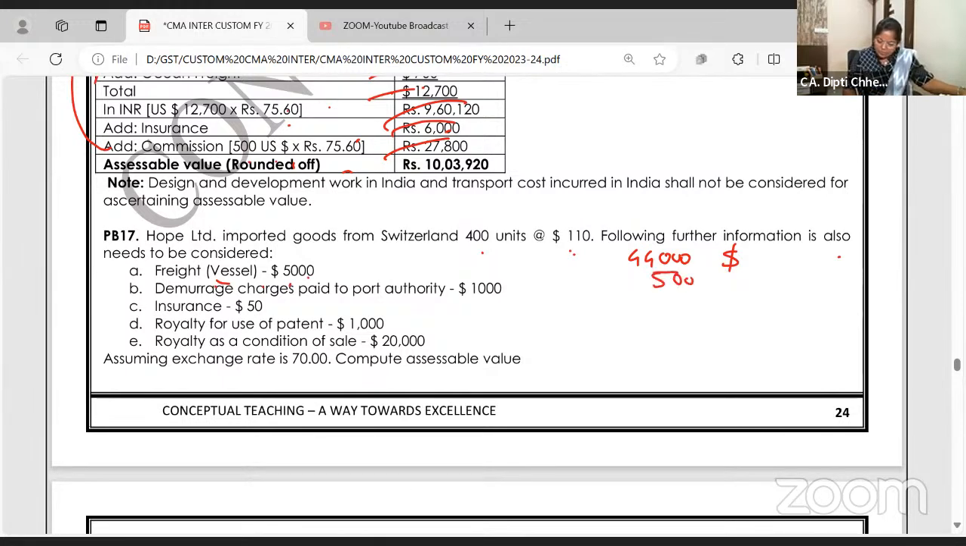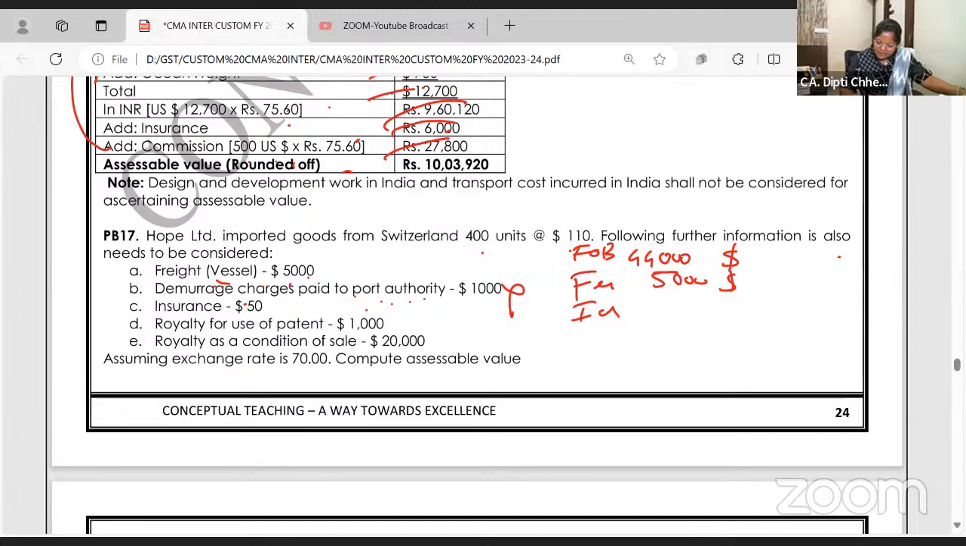Demurrage charges paid to the port authority. Now, where you have paid the demurrage charges is important. If it is paid in India while clearing to the port authorities, you will not include it. If it is paid as a part of export, then we will take it. Nothing given, so it is paid in India. Don't take. Freight I have taken. This is FOB.